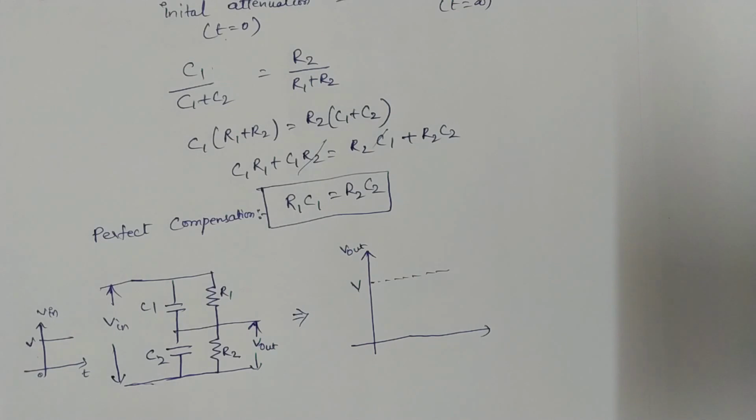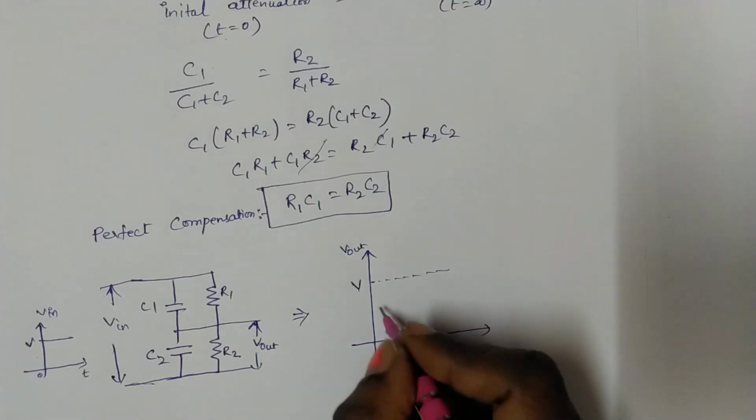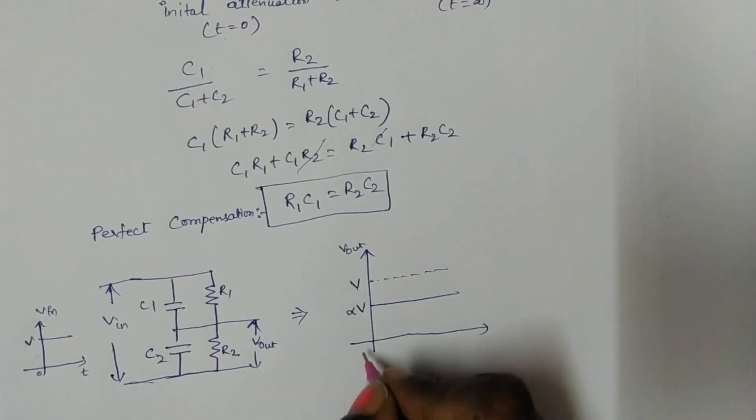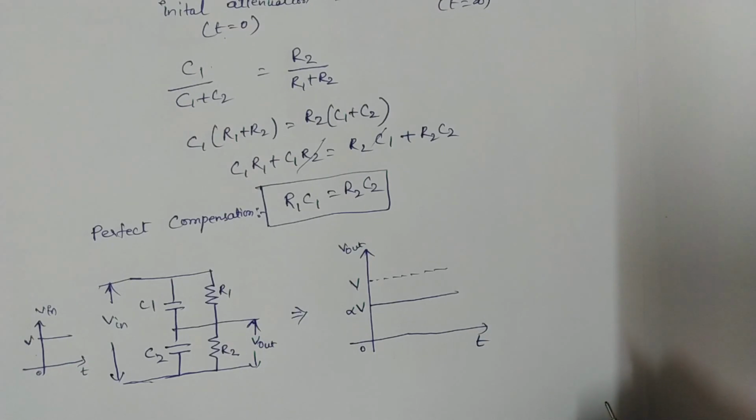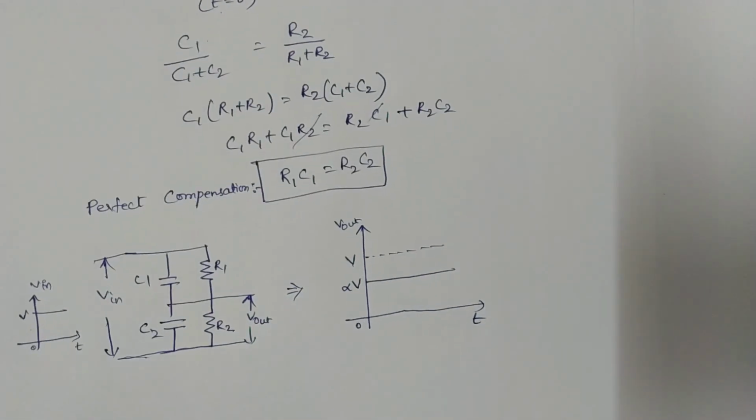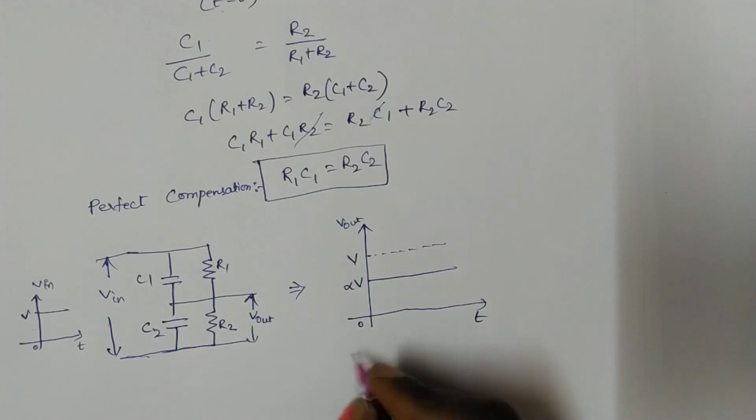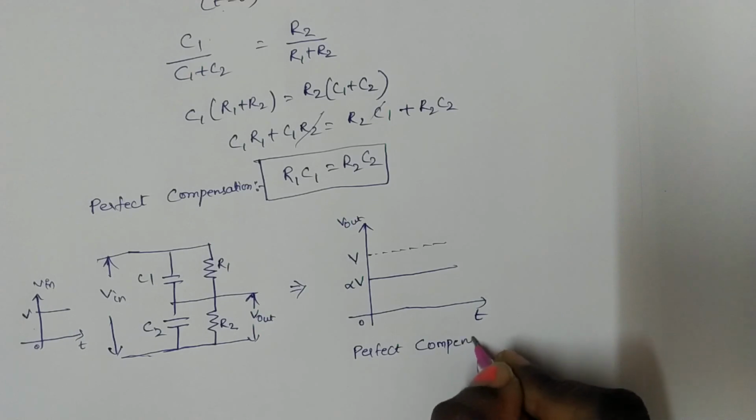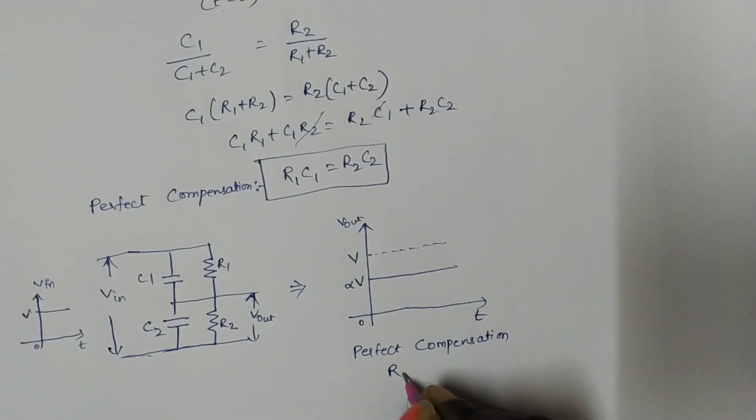But when an input signal is passed through an attenuator circuit, the output amplitude is reduced by alpha, the attenuation factor. The output will be like this, that is alpha into V. Okay, this is 0 and the time period. For example, this is a step input signal and this condition is called perfect compensation, that is R1 C1 equal to R2 C2.